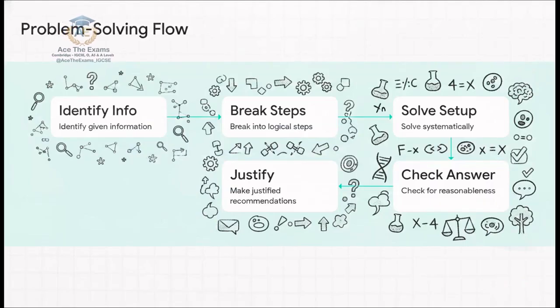Let's see how this builds into your ultimate problem-solving flow for complex data analysis. 1. Identify the given information. 2. Break it into logical steps. 3. Solve systematically. 4. Check for reasonableness, like, does this concentration actually make biological sense? And 5. Justify your recommendations. This flow ensures you leave absolutely no marks on the table.